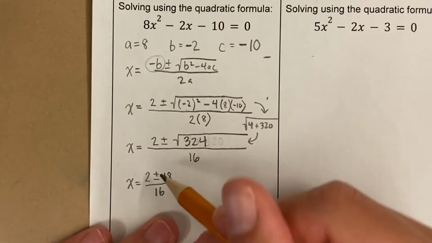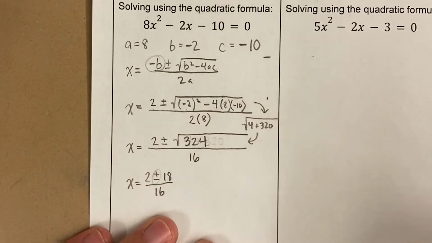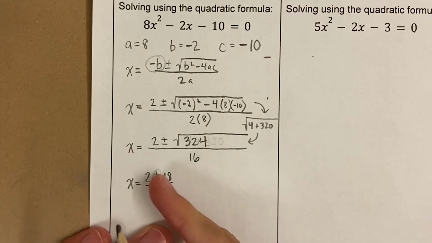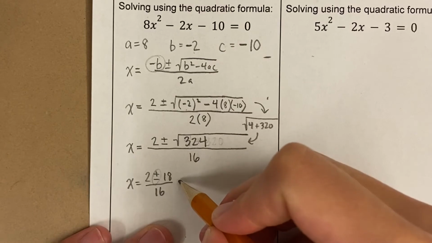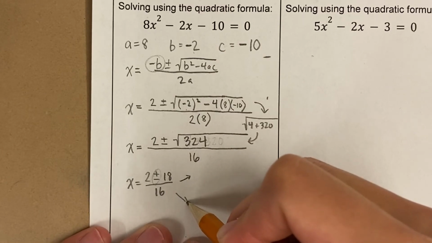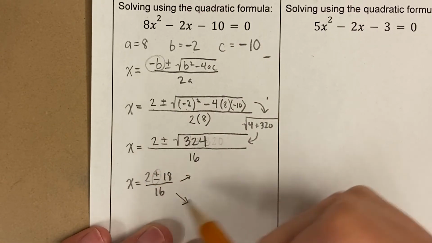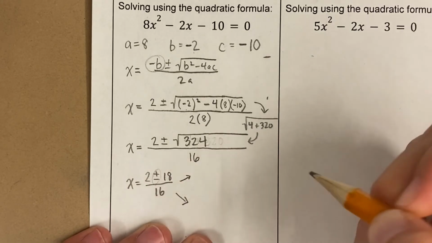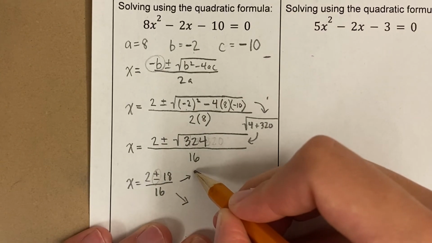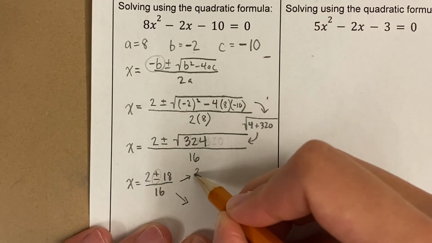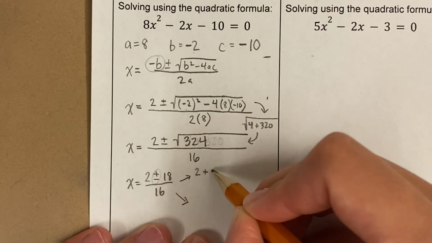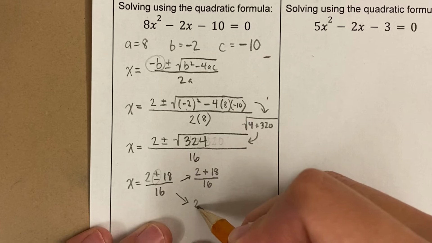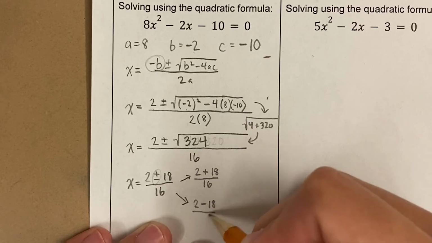Now, this point right here, this plus or minus, this means that this could be 2 plus 18 over 16, or it could be 2 minus 18 over 16. So at this point, this is where we actually split it. We've simplified everything else, and now we're ready to decide on what our two answers are going to be. Remember with factoring, we always had two answers. Same deal here, because we're looking for the two x-intercepts. So this is 2 plus 18 over 16, 2 minus 18 over 16.